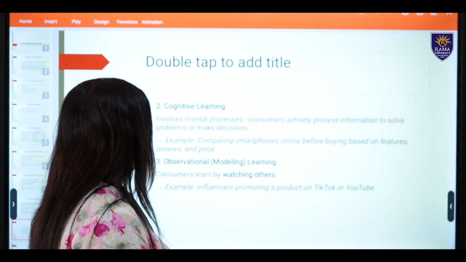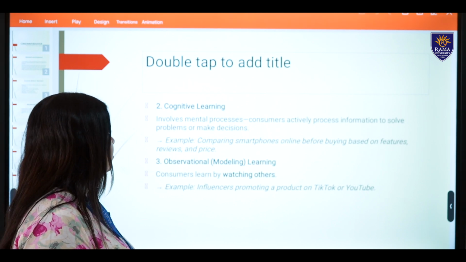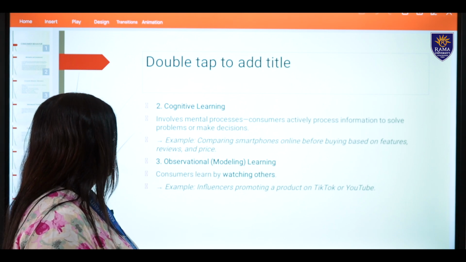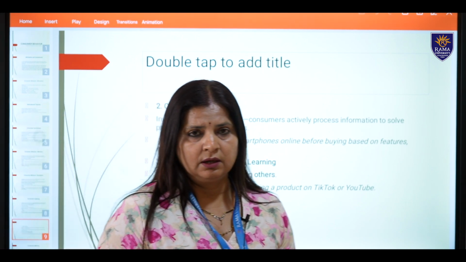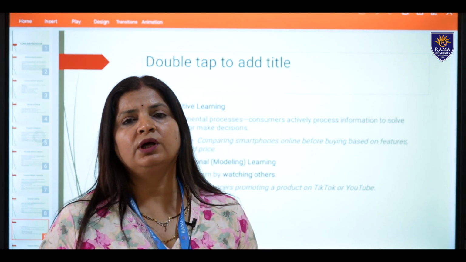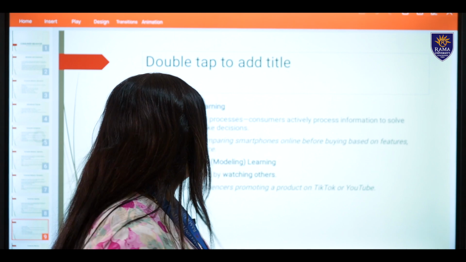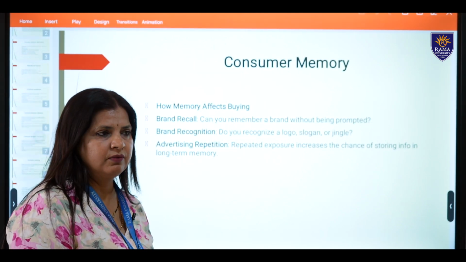Cognitive learning involves mental processes. Consumers actively process information to solve problems or make decisions. Observational learning: when we learn from others, when we observe something in others or in the product, then we purchase that product.